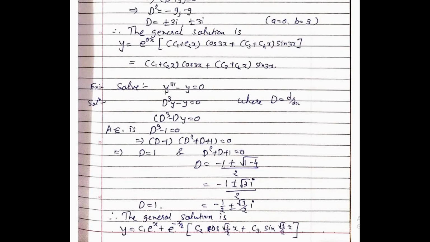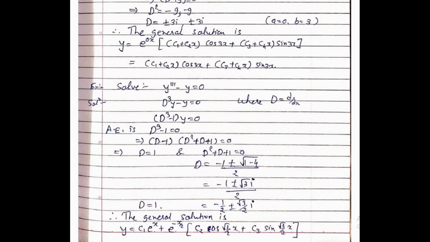In the same manner, suppose you are given y''' - y = 0. Then you have (D³ - 1)y = 0. So your auxiliary equation is D³ - 1 = 0. See here, D³ - 1 has factors (D - 1) and (D² + D + 1). A³ - b³ has two factors: a - b, and the second factor a² + ab + b². So you have D = 1 and D² + D + 1 = 0. Now here we are using delta, that will give -1/2 ± (√3 i)/2.